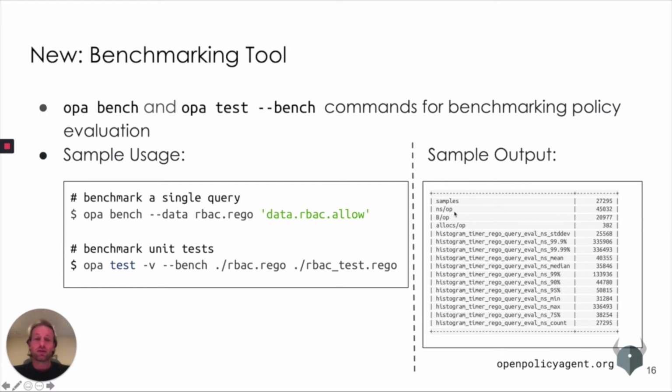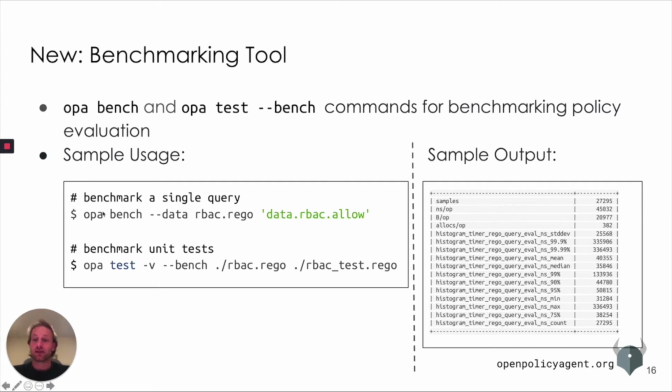The idea is OPA Bench will run that same query that you give it many times in order to give you statistically significant results. That's what you see under here in these histogram results. And this nanoseconds per op is probably the one number, if I had to pick one, that you'd care about there. In order to use the OPA benchmark command, you can use just OPA bench.